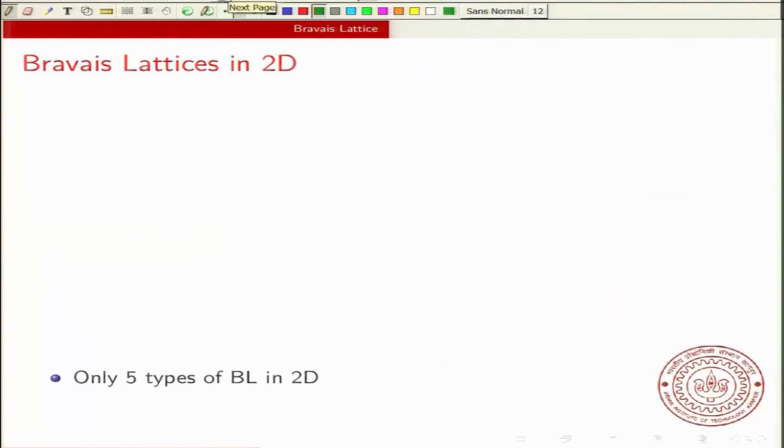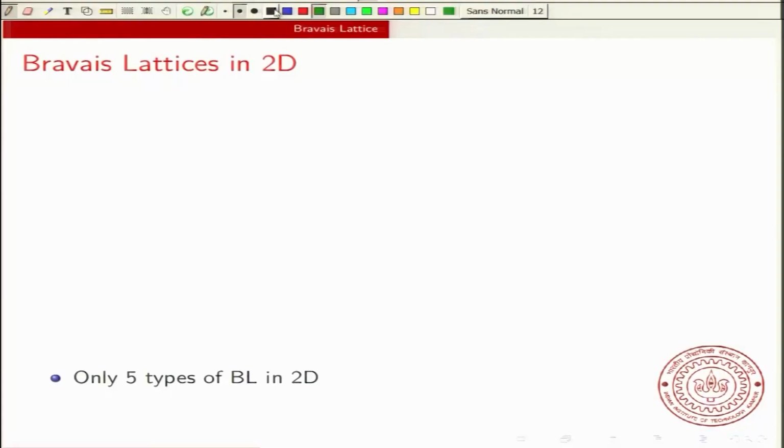Now, what are the Bravais lattices in 2D? In 2D, there are exactly 5 types of Bravais lattices, and I will just illustrate them. So they are the square. The square lattice is where the points exactly form a square. Then there is the rectangular lattice.